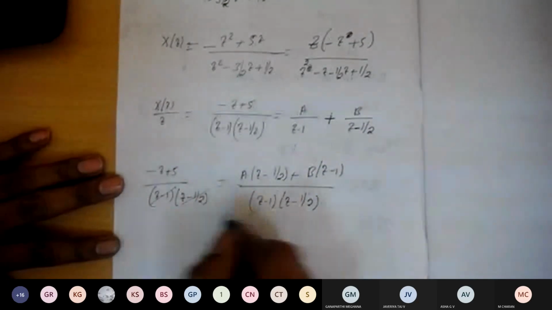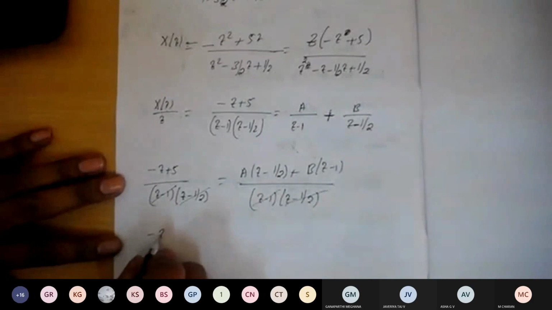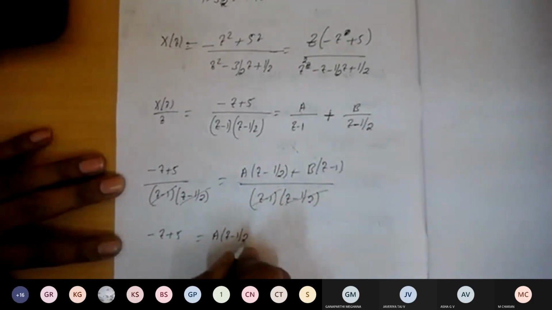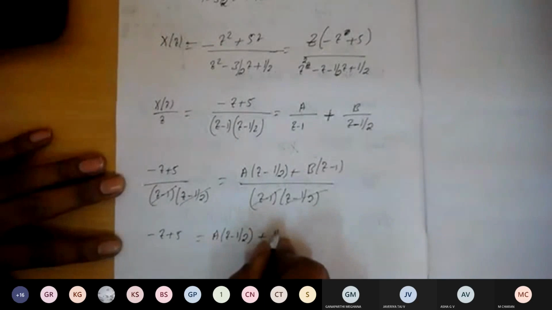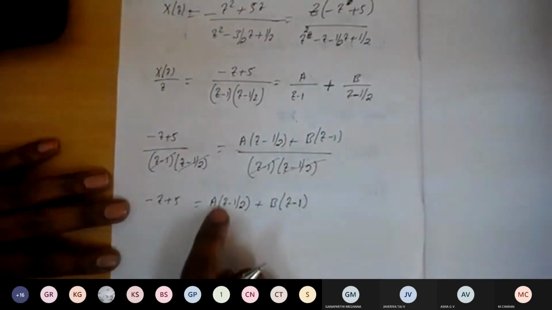So let us cancel the denominator terms here, and we are left with only the numerator. So it is z + 5 is equal to a(z - 1/2) + b(z - 1). Now we'll substitute z = 1/2, so this term will get cancelled, and if I substitute z = 1, these terms will get cancelled.